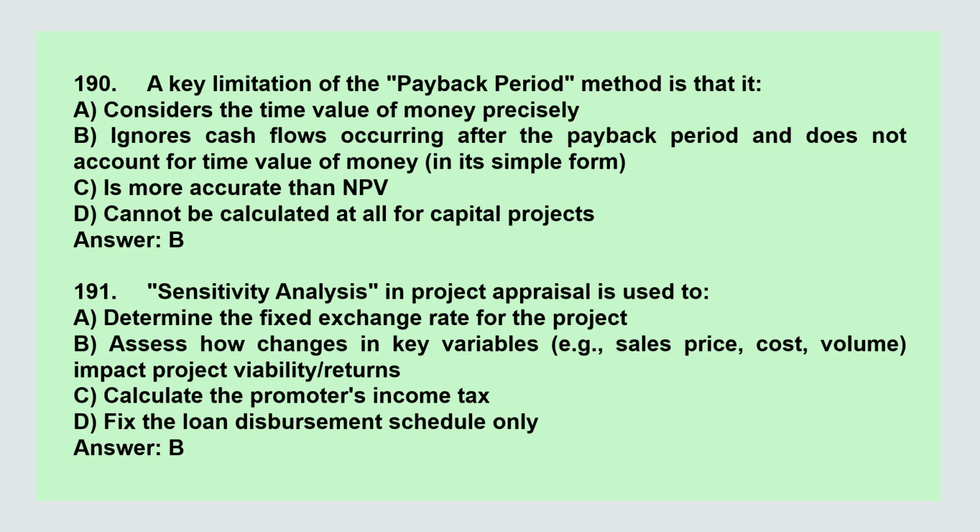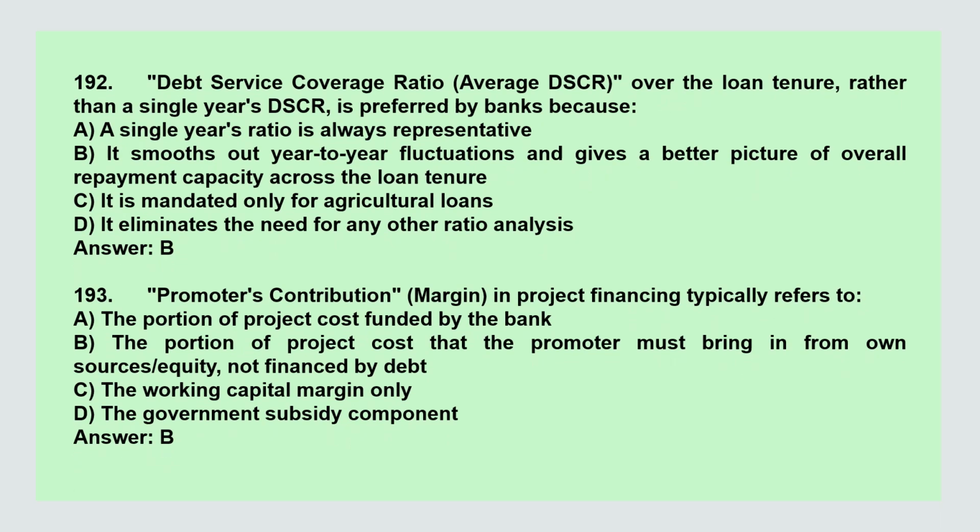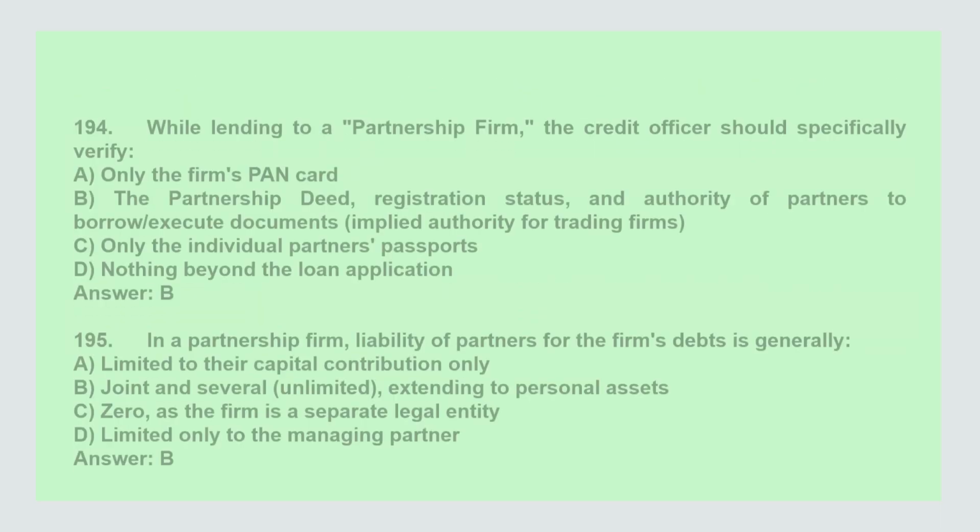Debt service coverage ratio over the loan tenure, rather than a single year DSCR, is preferred by banks because it smooths out year-to-year fluctuations and gives a better picture of overall repayment capacity across the loan tenure. Promoters' contribution, margin in project financing typically refers to answer B, the portion of project cost that the promoter must bring in from own sources, equity, not financed by debt.